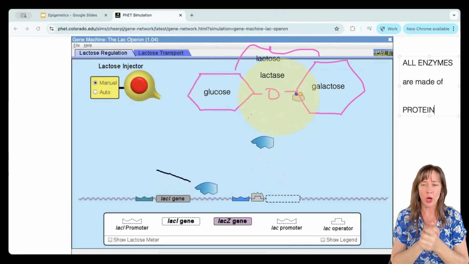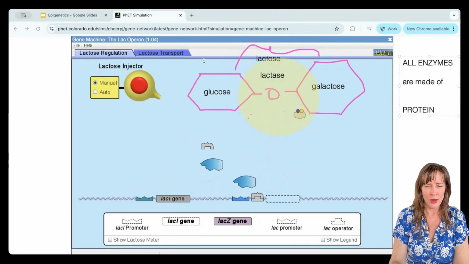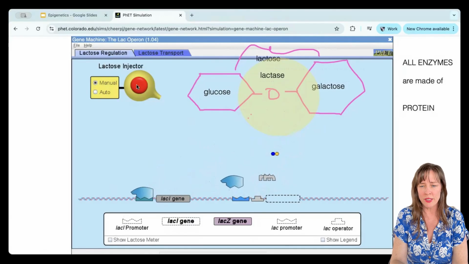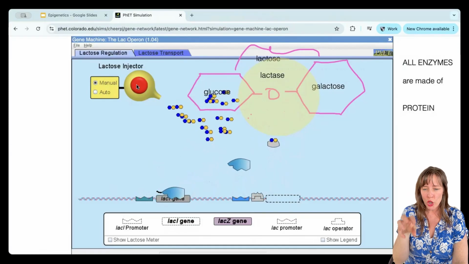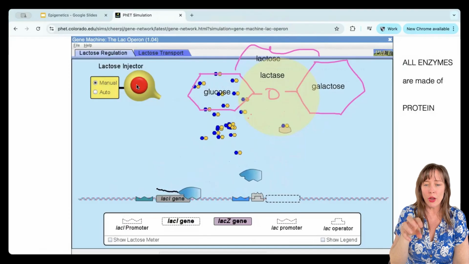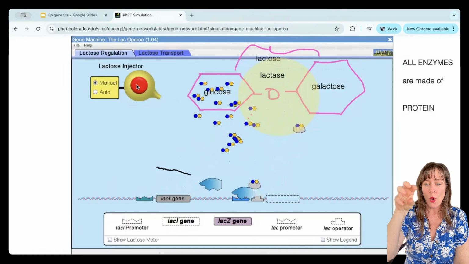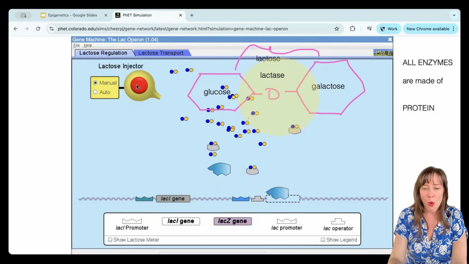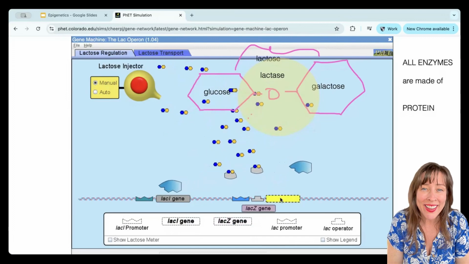So here we go. I'm going to add some more lactose in here. I'm adding more lactose. Lots and lots of lactose. And when I get so much lactose, that's going to go where the LacI gene had blocked the lac operator. And now I'm going to be able to make the lactase.